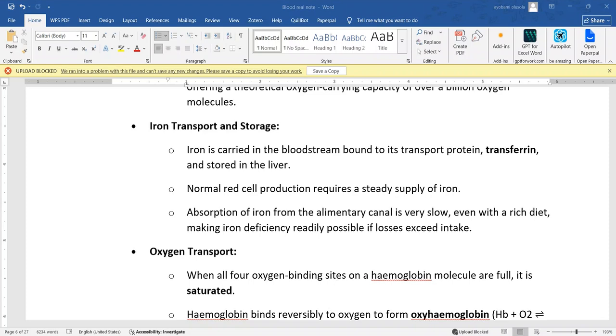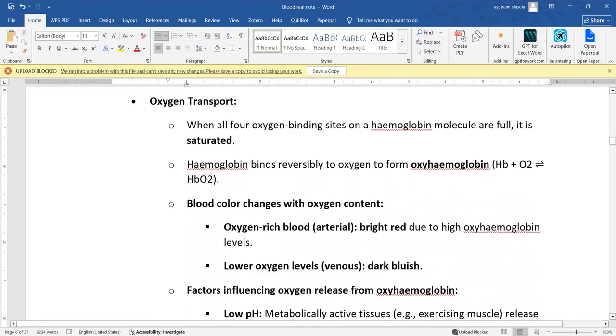Okay, so oxygen. Let's go to oxygen. For 1 hemoglobin, there are 4 oxygens. So when a hemoglobin has 4 oxygens, it is said to be saturated, and this hemoglobin binds reversibly to oxygen. The reason it is reversible is so that when the oxyhemoglobin gets to the tissue, the oxygen can dissociate from the oxyhemoglobin so that the tissue can take it up.